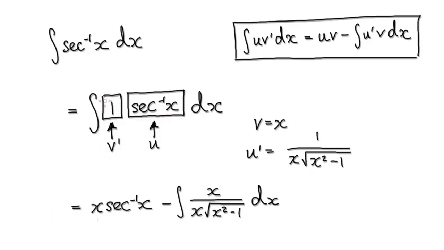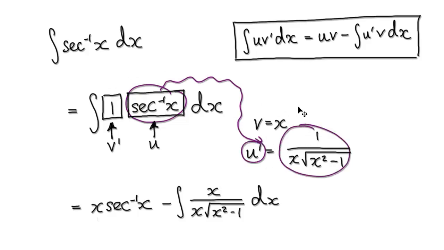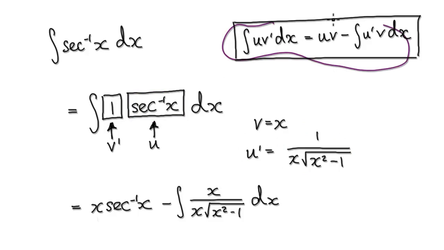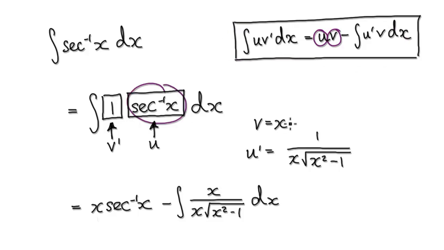Well, if this is v prime, then if you integrate it, then v equals x. If this is u, then if you differentiate it, then u prime equals this thing here. So now blindly follow this formula. It's saying get u times v. So that will then give us this.